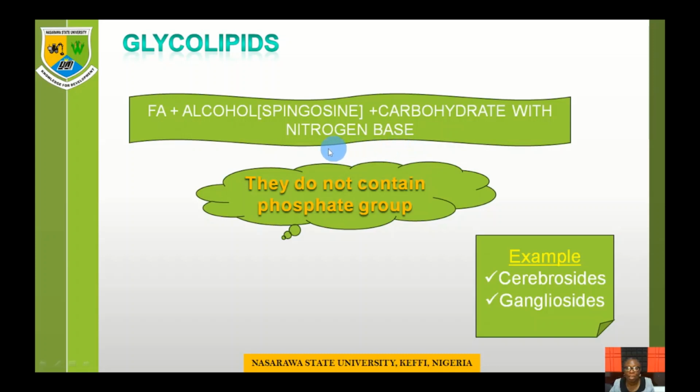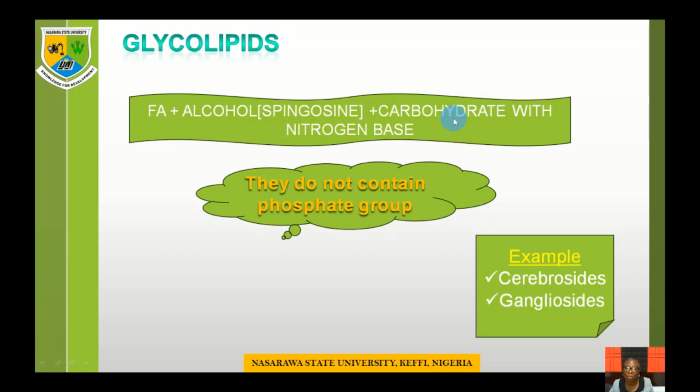Phospholipid does not contain carbohydrate. Glycolipid, from this word glyco, means it has carbohydrate. Glycolipids contain carbohydrate with the nitrogen base. And this particular glycolipid does not contain phosphate groups. That's the difference between phospholipids and glycolipids.